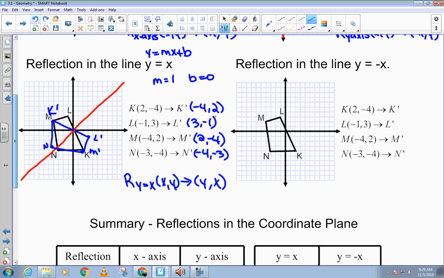Right. Well, this right here is negative 3, negative 4. This is negative 4, negative 3. This line of reflection goes right through that square. That line of reflection goes right through that square.